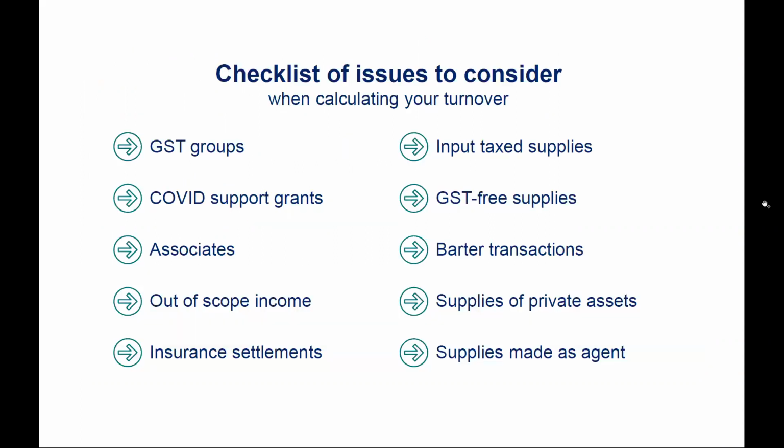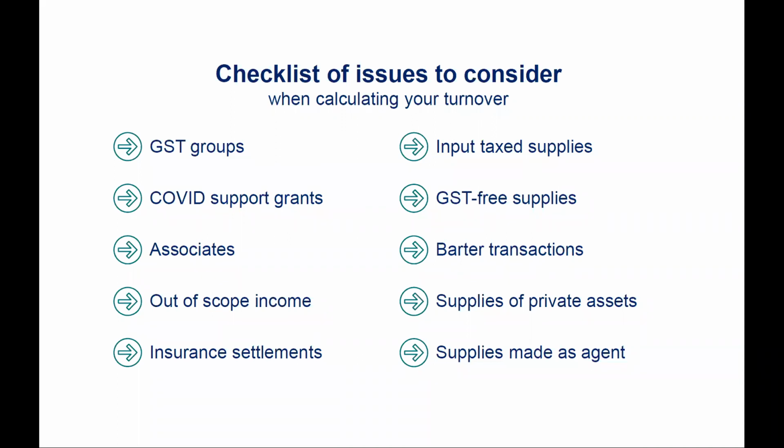Here's a bit of a checklist of things to consider, covering some of the things I've already said, but things to highlight and where we've seen some errors made in these calculations. As I said, for GST groups, look at turnover on an individual entity basis and look beyond the BAS. For associates, supplies for no consideration are not included unless they're between associates. So if you have a supply of services or goods between associates and the recipient is not registered for GST, the supply is deemed to have been made at market value for the purposes of the turnover calculation.